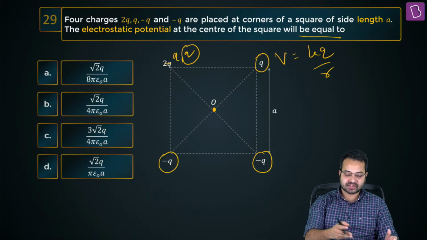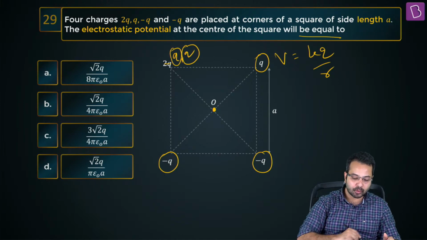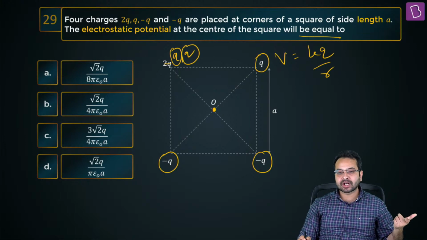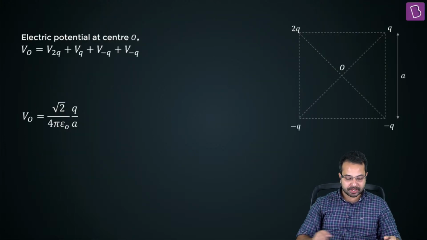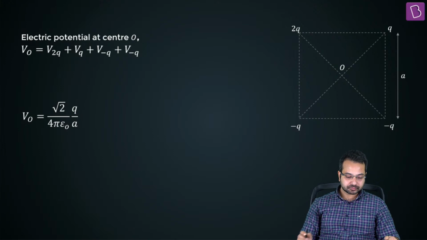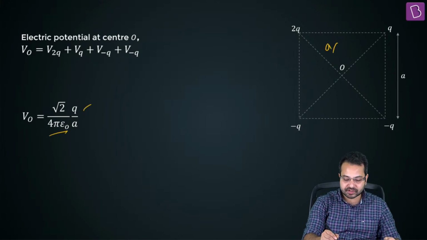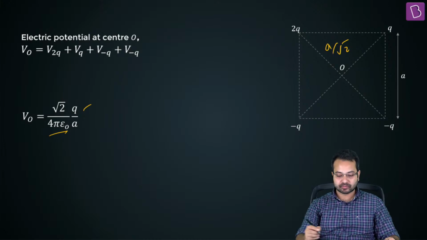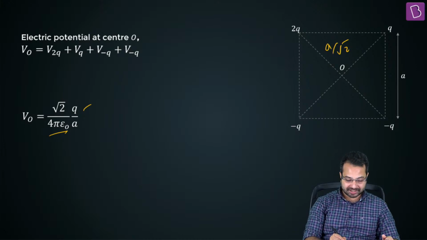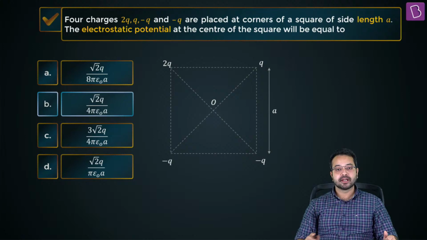So what do we have? We simply have the potential due to one charge. The potential due to one charge is going to be very simple. What is that going to be? It is going to be kq upon this distance, which is obviously a upon root 2, half the diagonal. So what will be the correct option? Option B is going to be the correct option.